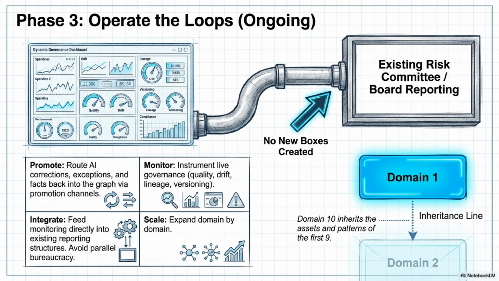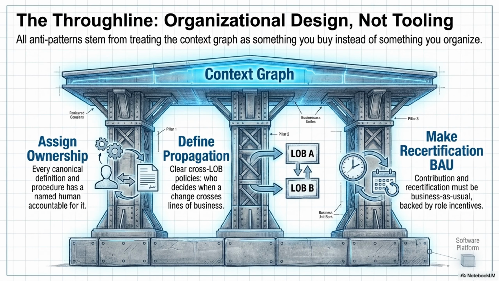Then instrument governance as live monitoring: quality, drift, lineage, version conflicts, pending approvals. The 5 concerns from episode 12. And here's the move that keeps this from becoming a parallel bureaucracy. Feed that monitoring into your existing risk committee and board reporting, not a new structure, the one you already run. Now you expand, domain by domain, and each new domain inherits the prior one's assets and patterns, the definitions, the ontology, the lifecycle. The 10th domain starts where the first 9 left off. That's the roadmap. One idea runs underneath all 3 phases, and it's the one most programs miss.